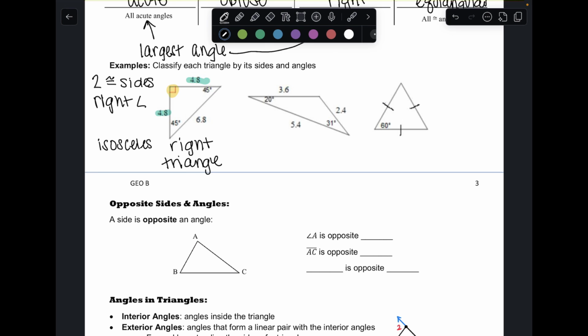Next one. Again, look at the number of congruent sides. In this case, we have 3.6, 5.4, and 2.4. So we have no congruent sides. That means we have a scalene triangle. And now I have to look at the angles. I have 20, 31, and this unknown angle here. Soon, we will talk about what that unknown angle has to be. But for now, we're going to say it looks obtuse, so it is obtuse, and this must be a scalene obtuse triangle. Okay?